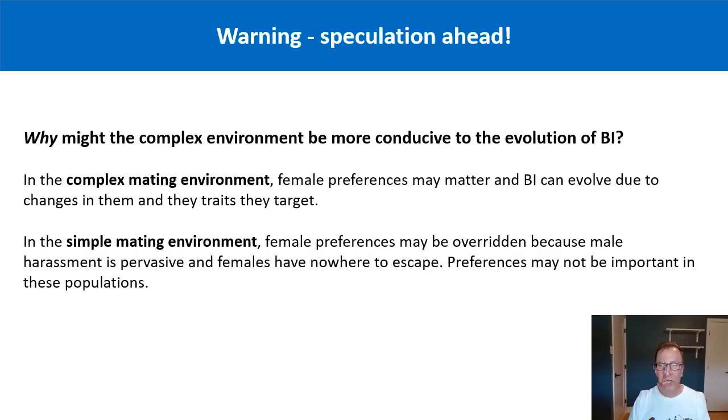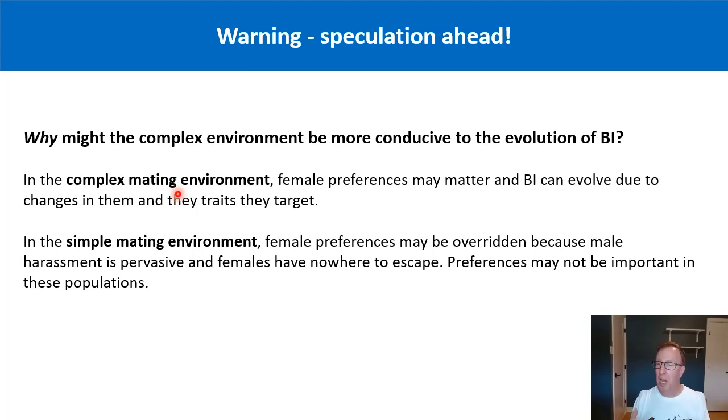So the million-dollar question is, what differs between these 2 mating environments that's making one constraining on the evolution of behavioral isolation and the other permissive to it? We don't know, but we can speculate. We know a lot about the way mating interactions unfold in these environments. And for instance, what we do know is that in the complex mating environment, mating rates are much lower.